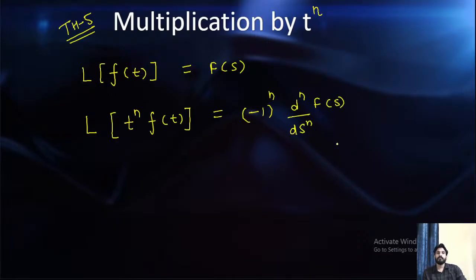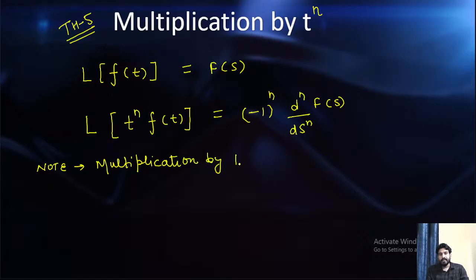F of s. Right? d^n over ds^n means that it is the differentiation. It is the differentiation, guys. It is my differentiation. Right? It means that we can say that multiplication by t raised to power n gives differentiation.